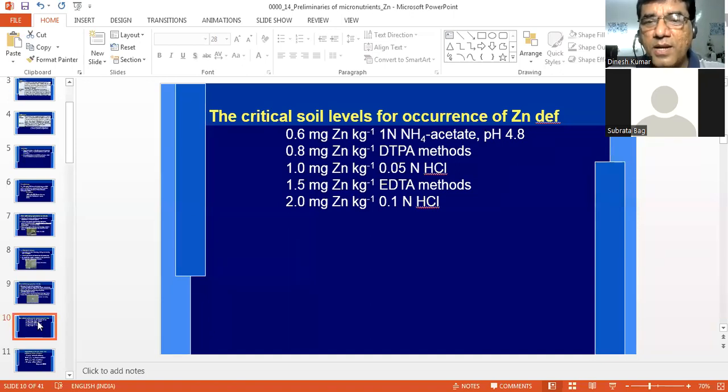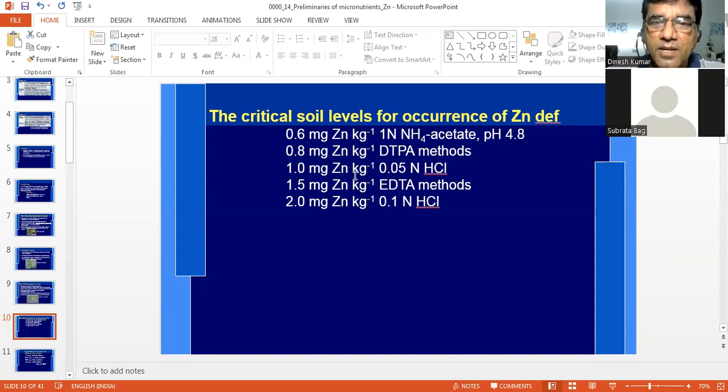DTPA is the most common extractant, but some laboratories also use other reagents to extract the zinc. According to the extractant, the critical value has been fixed. If 1 normal ammonium acetate is used as an extractant, then 0.6 milligram zinc per kg soil is the critical value. If it is the DTPA method, then 0.8 milligram zinc per kg is the critical level. These are important values for your objective kind of exam.